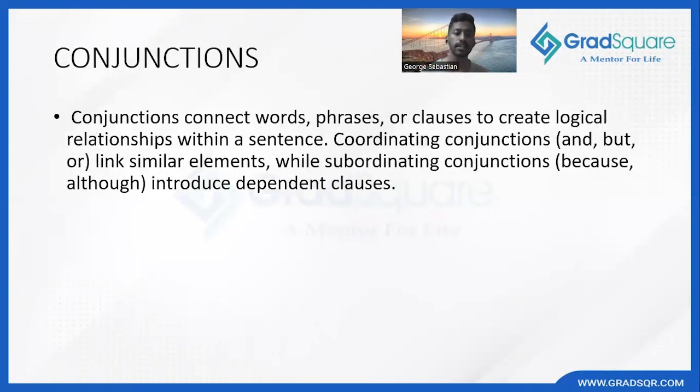And another major part is conjunctions. Basically, in simple words, these are connecting words, right? Conjunctions help us connect words, phrases, or clauses, and create logical relationships within a sentence. And we have classifications in the case of conjunctions also. These are coordinating conjunctions, words like and, but, or. These come under the category of coordinating conjunctions. And we have another one called subordinating conjunctions, words such as because and although come under this category. So conjunctions are basically connecting words, right?